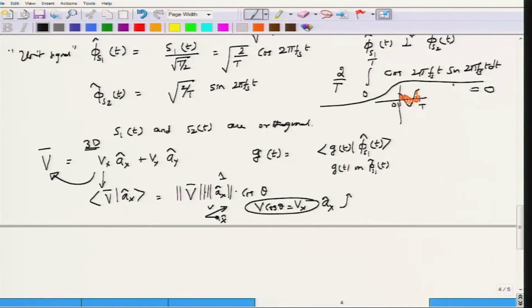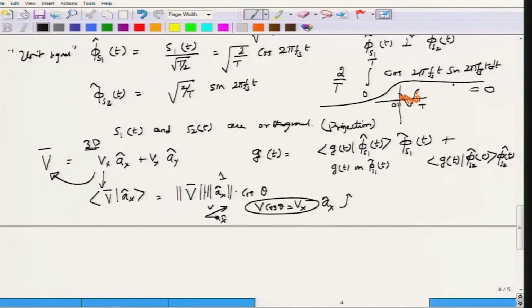So, looking at the same logic here, take this g of t and find the inner product of g of t onto phi s1 of t. We call this the projection. So, we say that we project g of t onto phi s1 of t. This will give you the length of g on phi s1; multiply this with phi s1 of t, and similarly find the inner product of g of t with phi s2 of t, right, and then multiply this resulting component by phi s2 of t.